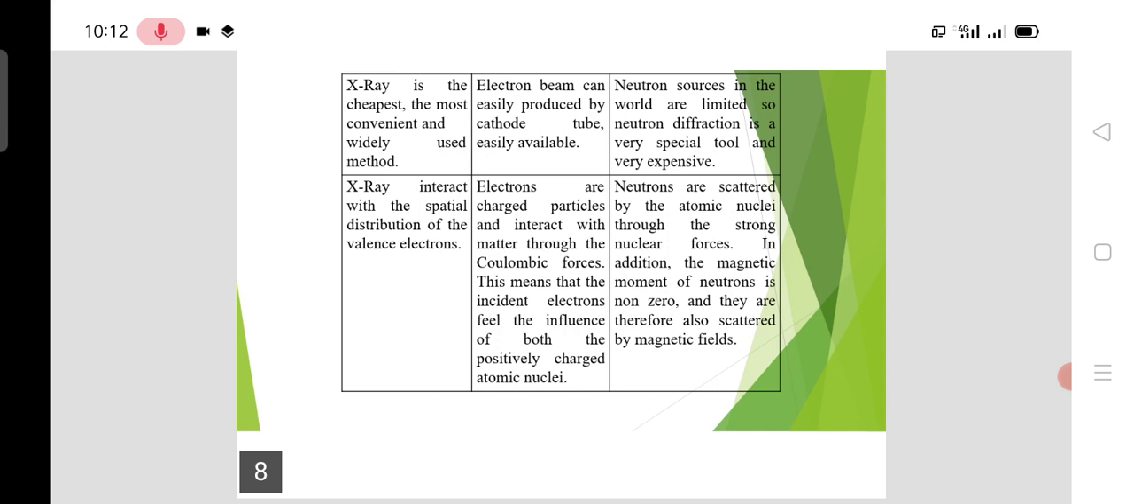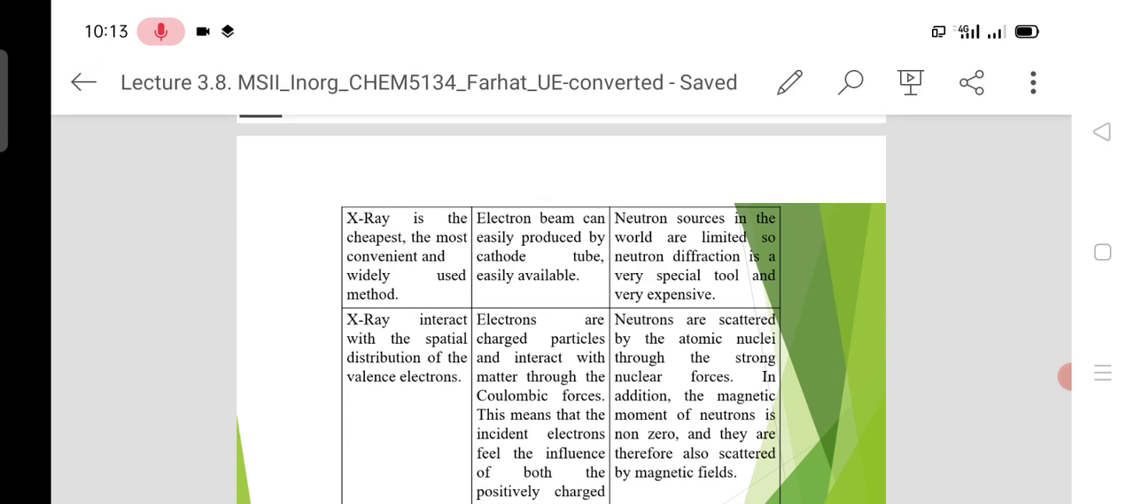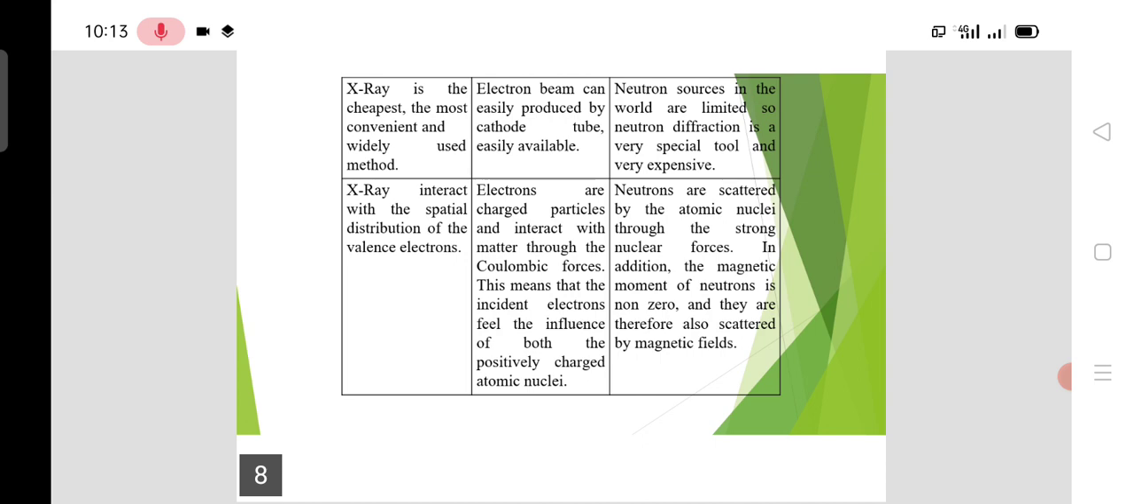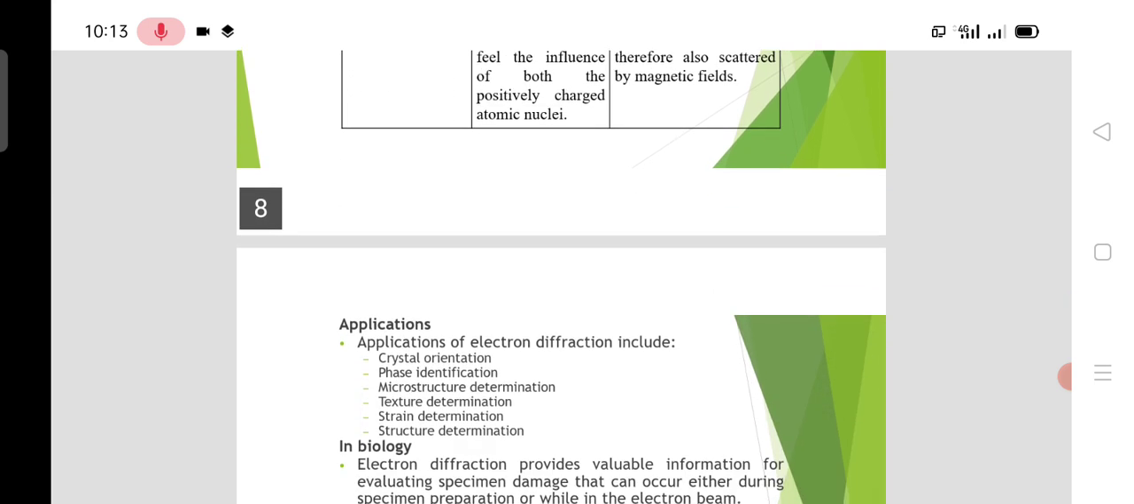X-rays interact with the spatial distribution of the valence electrons. In electron diffraction technique, electrons are charged particles and interact with matter through the Coulombic force. This means that the incident electrons feel the influence of both the positively charged atomic nuclei and the electrons. Neutrons are scattered by the atomic nuclei through the strong nuclear force. In addition, the magnetic moment of the neutron is non-zero, and they are therefore also scattered by magnetic fields.